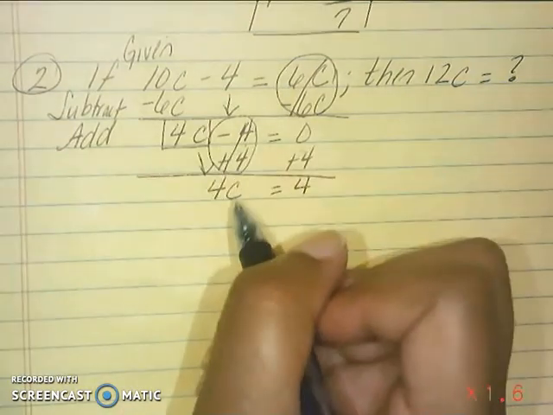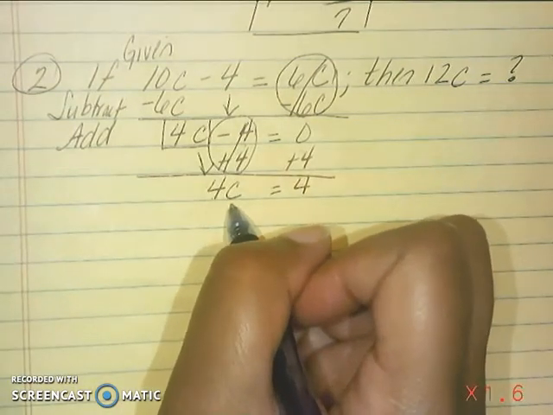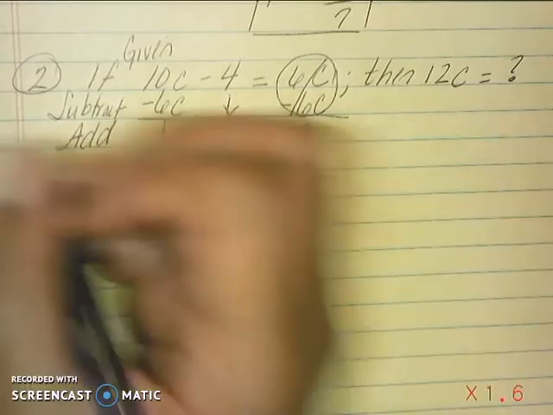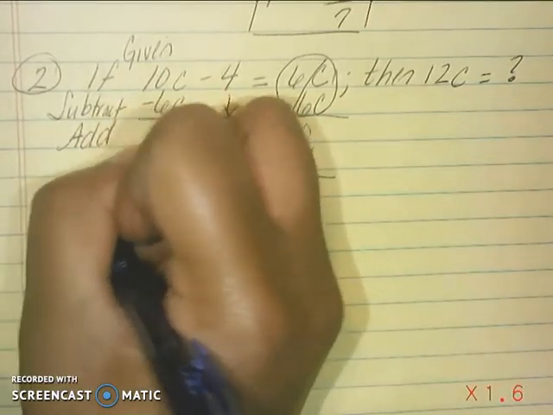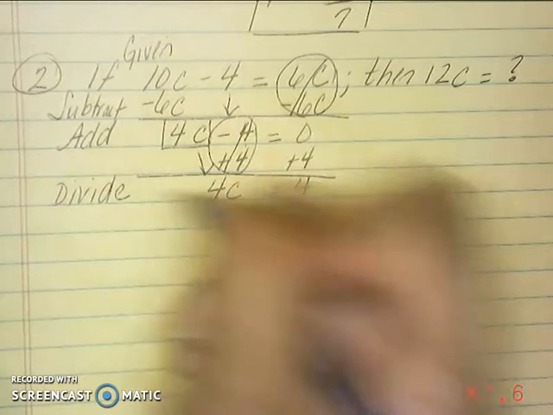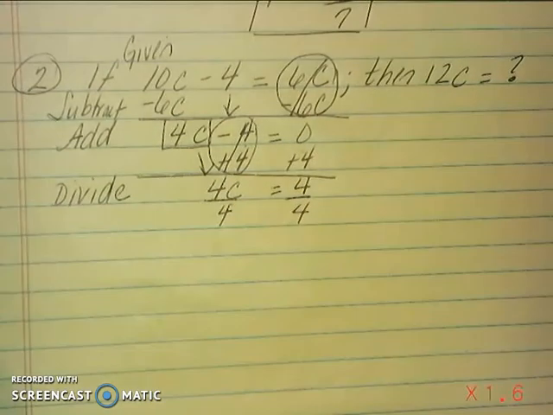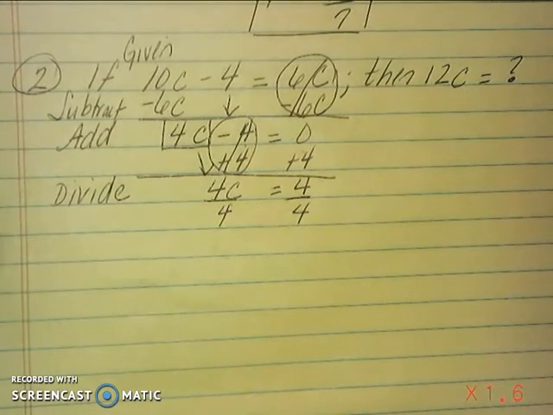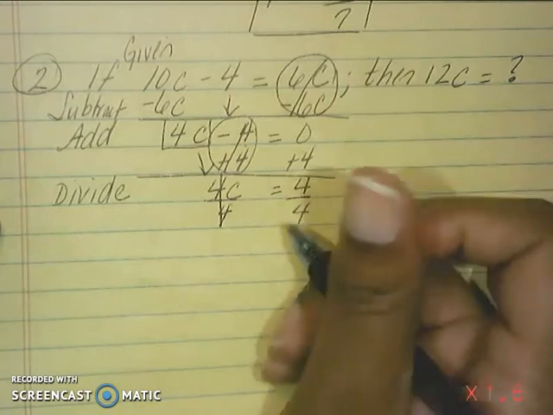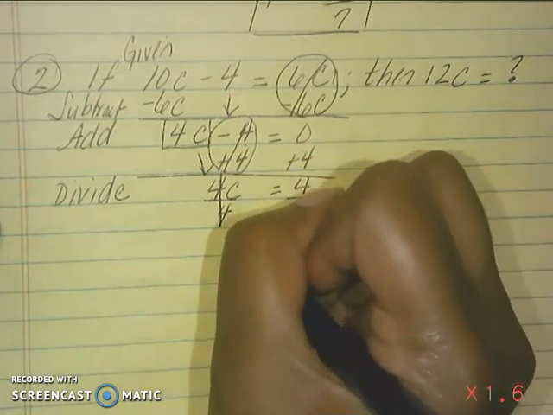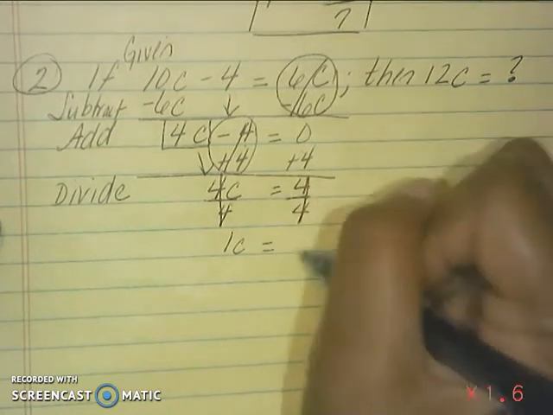Last step, 4c is understood to be 4 times c. So for that reason, I am going to use division because it is the opposite. I'm going to divide both sides by 4. When I divide by 4, I am left with a 1 here, because 4 divided by 4 is 1. So I'm left with 1c equals 1.